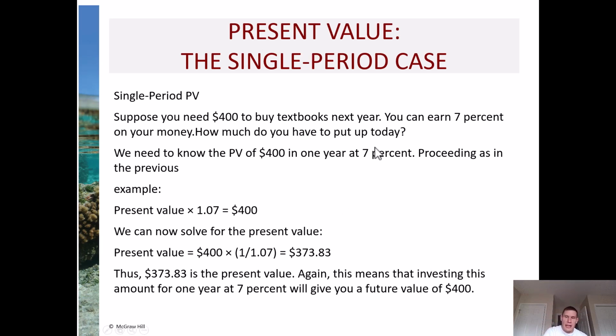So the discount rate is 7%. So we're just going to take the present value times 1.07, we know is 400. Now we've just got to solve for that. So if we put in the 400 and then times it by 1 over 1.07, make sure you put your parentheses in, correct order of operations, we get 373.83. So what does that mean? That just means that if you want to have the 400 bucks you need next year to buy the textbooks, assuming a 7% discount rate, then we need to invest 373.83 today.